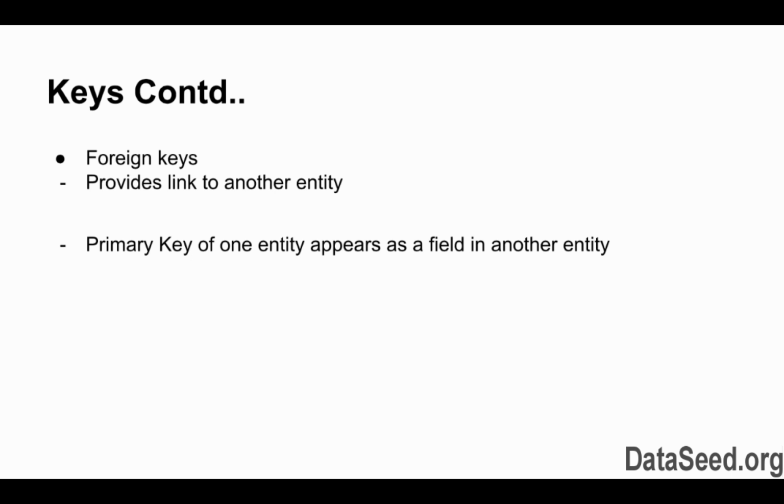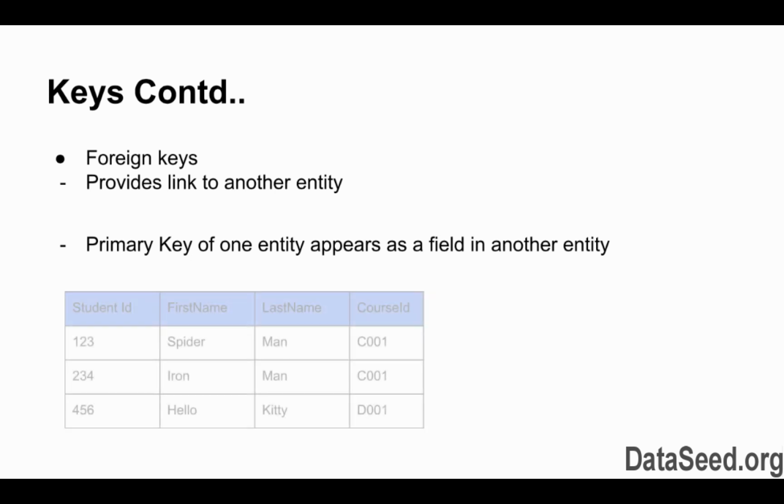Now, when a relationship is created between the entities, then the entity on the many side or the crow's feet side inherits the primary key of the entity on the one side, or the one which has two parallel lines side. For example, let us consider two entities, student and course.